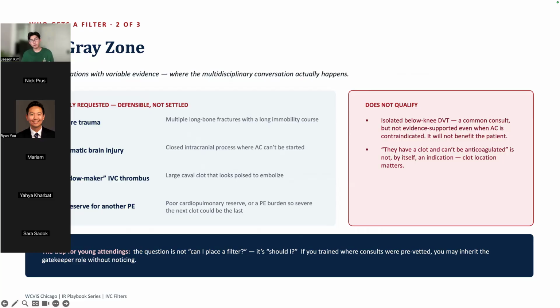And so if you're not careful, you can end up placing filters in people who don't really need them, and that becomes a problem. And so the question is never simply, can I place a filter? The real question should be, should I?